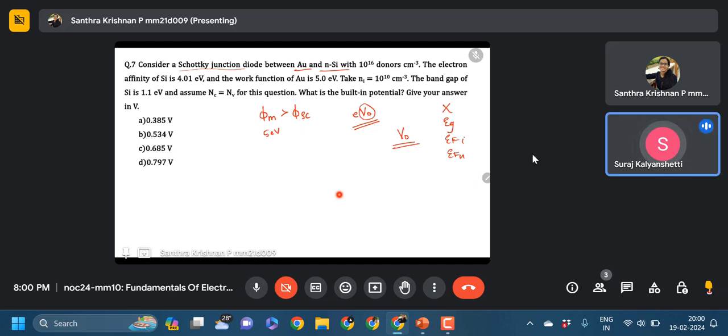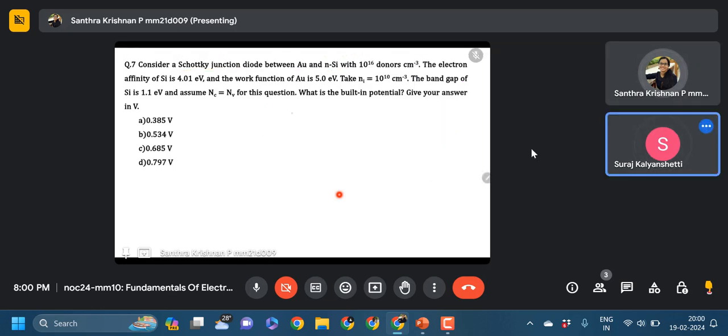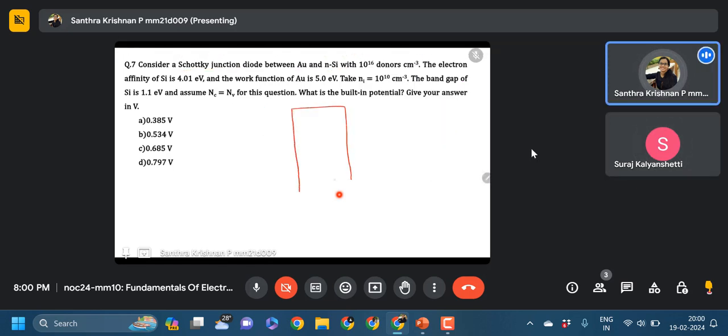So what is missing in the equation? If I get to know that, then I'll be able to find out. Yeah. And in order to get that, you will need the band bending diagram. For example, if this is the case, then you have something like this.